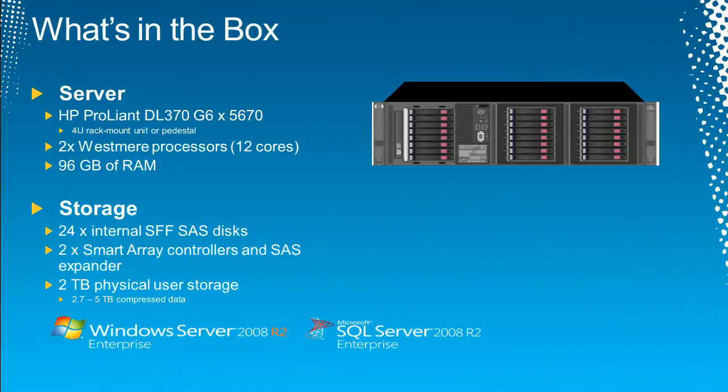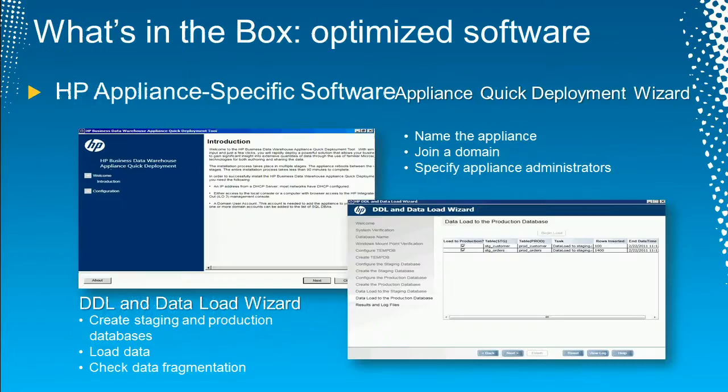What's in the box? Server, HP ProLiant, Westmere processors, so you've got 12 cores, 96 gigs of RAM. There's internal storage based on Windows Server 2008 R2 Enterprise and SQL Server 2008 Enterprise. Now, what is key about this is you order this as a single SKU, and everything is optimized. Your data load, your data process, you name the appliance, join the domain, specify who's the admin, so a fully integrated wizard is going to take care of your configuration. ETL processes using SQL Server Integration Services, automatically allowing you to transfer that kind of data.